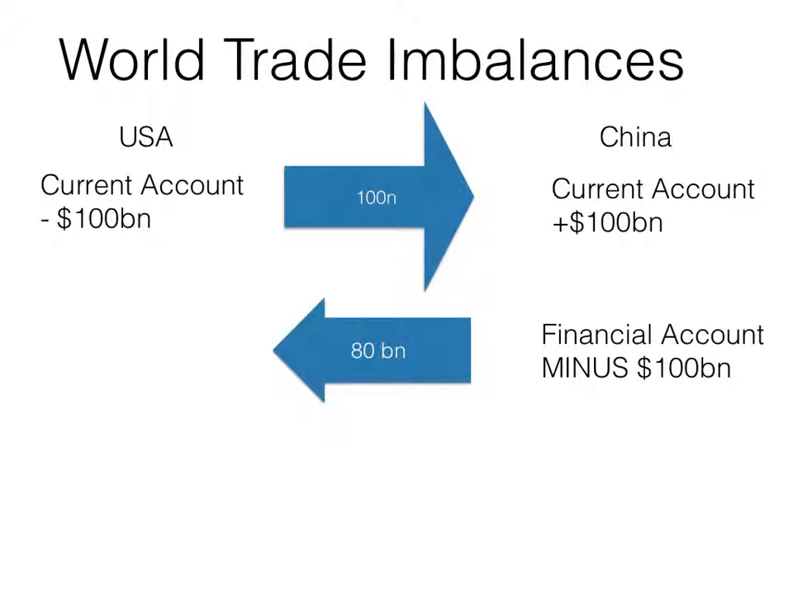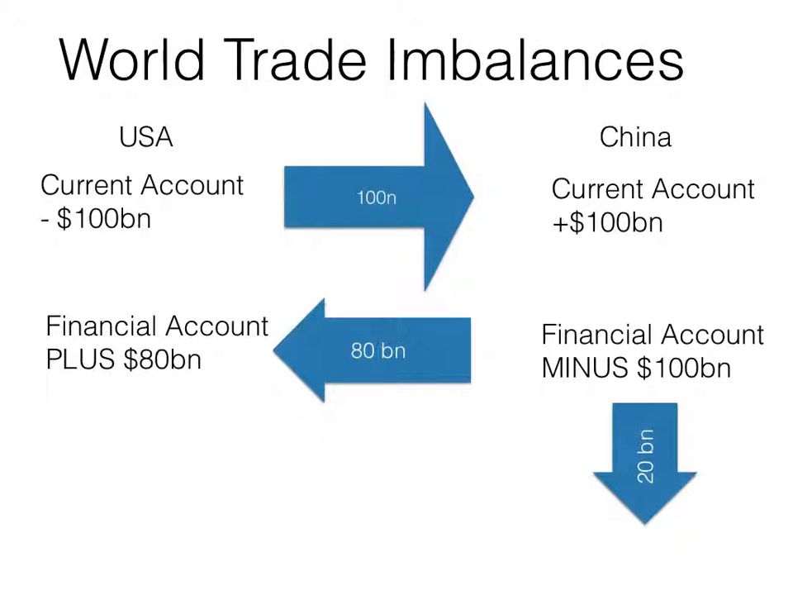In this case, what if they only sent 80 billion over to the USA? Well, the USA would have a financial account of plus 80, and therefore, if they're gaining 100 billion pounds worth on the current account, but only investing 80 billion pounds worth, then what must happen? Their official reserves must be rising by 20 billion.